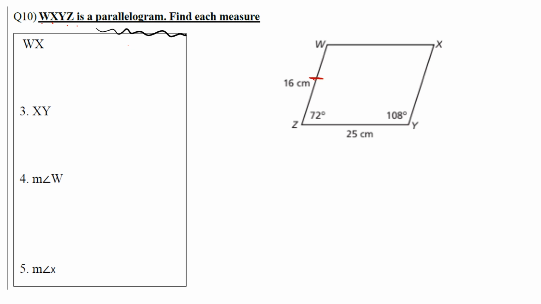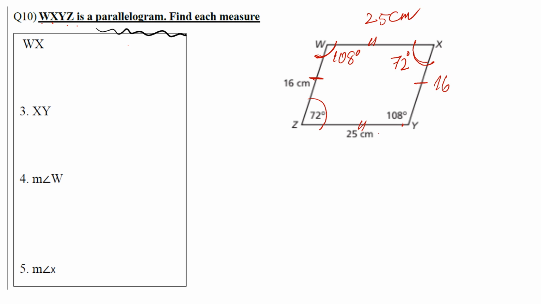Okay, so WZ is equal to XY. It means if it is 16 centimeter, this is also going to be 16. ZY is congruent and parallel to WX, which means 25 centimeters. So this is also going to be equal to 25 centimeter. Now, angle Y is congruent to the opposite angle, that is W, which means it is going to be 108 degree. And similarly, angle Z is going to be congruent to angle X, so it is going to be 72 degree.